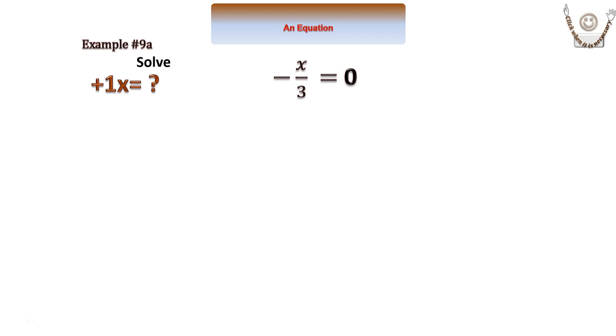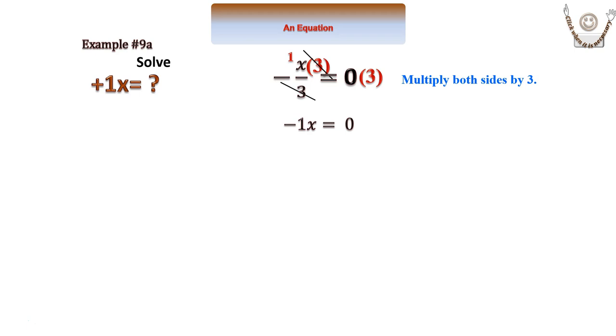Next example. In our equation we have a negative sign in front of the fraction x over 3. And the right side is just 0. In order to solve this equation, we will take similar actions which we used before. We will multiply by 3 both sides in order to get rid of the denominator. So 3 divided by 3 is 1. As a result, we have negative 1x equals. But on the right side, 0 times 3 is still 0.